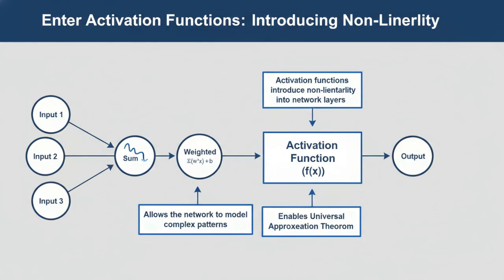By introducing nonlinearity, activation functions allow neural networks to approximate any continuous function, thanks to the universal approximation theorem. This ability to model complex, nonlinear relationships is what truly unlocks the power of deep learning, enabling networks to learn highly intricate patterns in data.